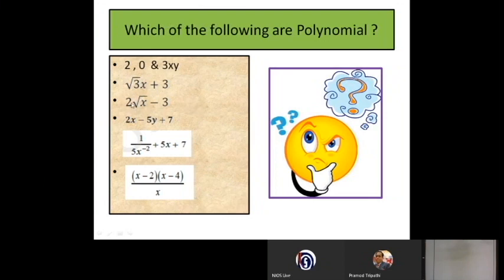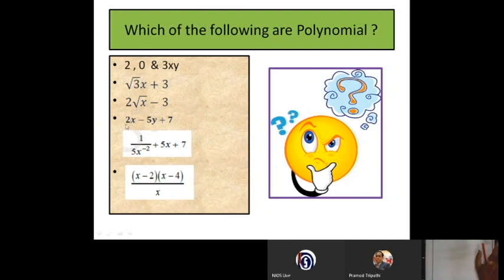But in the third part, we see here 2 into under root x minus 3. The under root x can be written in an exponential form. This is the radical form. When we write in exponential form, it will be 2 into x raised to the power 1 upon 2 minus 3. So the exponent of the variable x is 1 upon 2, which is not a whole number. Hence, 2 into under root x minus 3 is not a polynomial. I think it is clear.